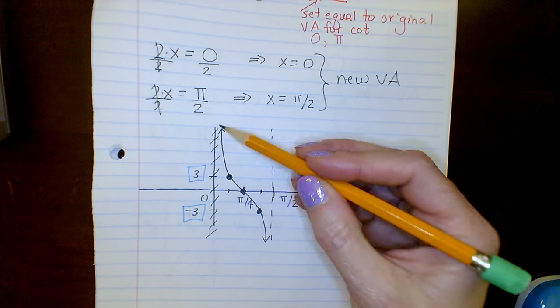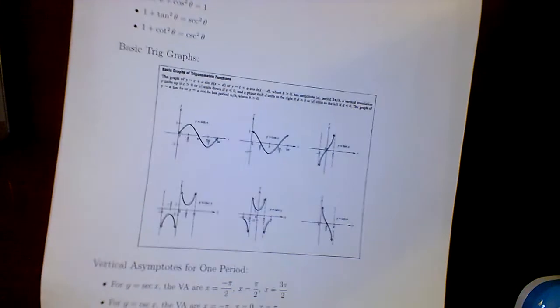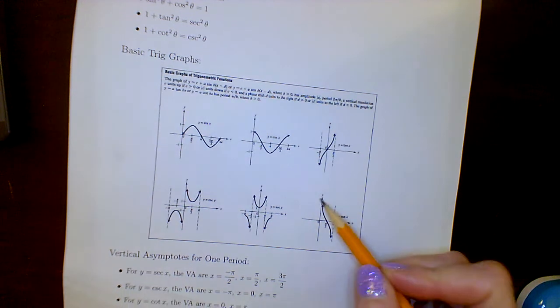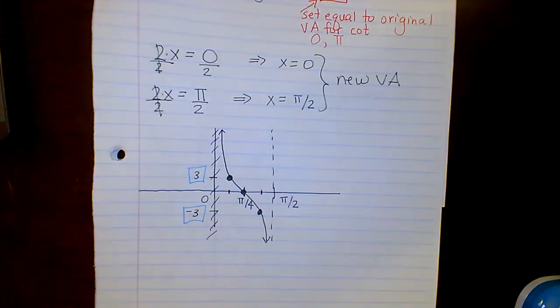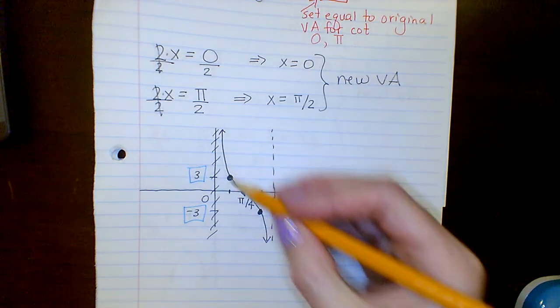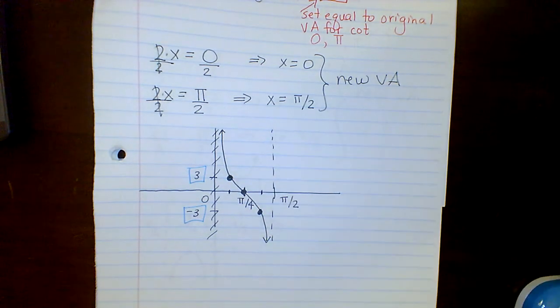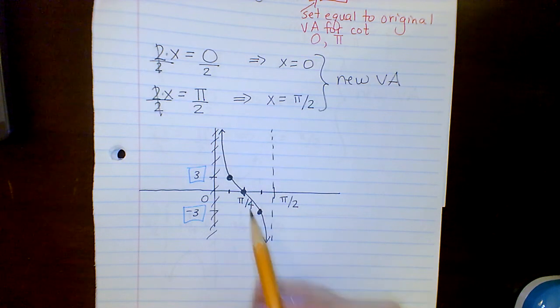The cotangent has this shape. If you forget about the shapes, remember I gave you the graph of these. So cotangent goes like this, tangent goes like that. So the cotangent graph is going to do this. We have those two asymptotes, one at 0, one at pi over 2. The halfway point here is my intercept. Halfway between 0 and pi over 2 is at pi over 4. You can add those up and divide by 2.